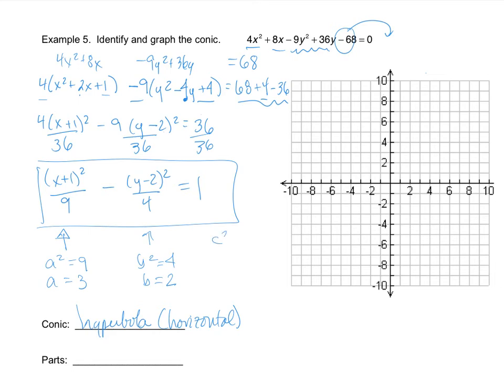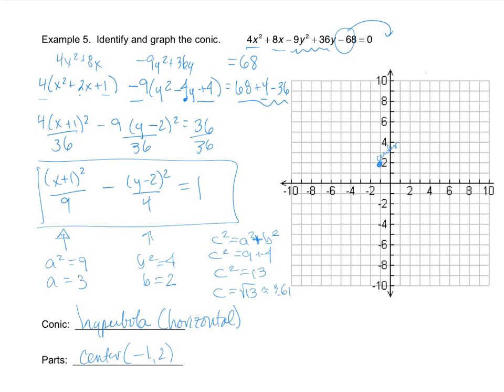And of course, I can find c, but the relationship among a, b, and c for a hyperbola is a squared plus b squared equals c squared. So c squared is going to be 9 plus 4, c squared is going to be 13, and c is going to be the square root of 13, which is approximately 3.61. So let's identify the parts of the hyperbola. The center is at h, k, negative 1, 2. I can plot that. There's my center.